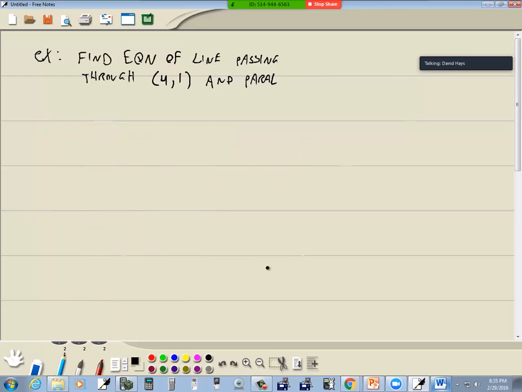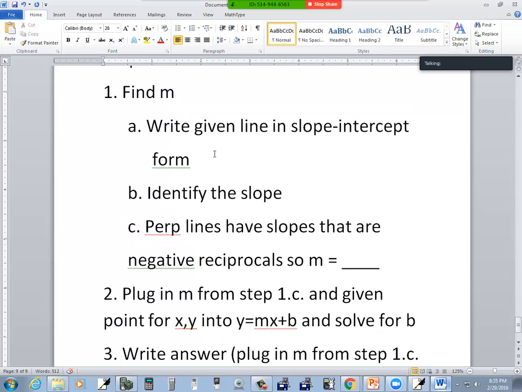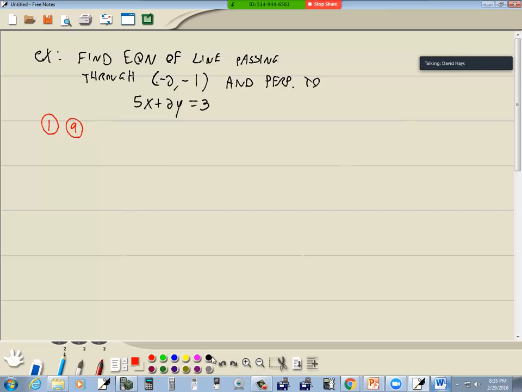Okay, so find the equation of the line passing through (-2, -1) and perpendicular to 5x plus 2y is equal to 3. Step 1, find m. We want to write the given line in slope-intercept form as our first substep. So we got 5x plus 2y is equal to 3.